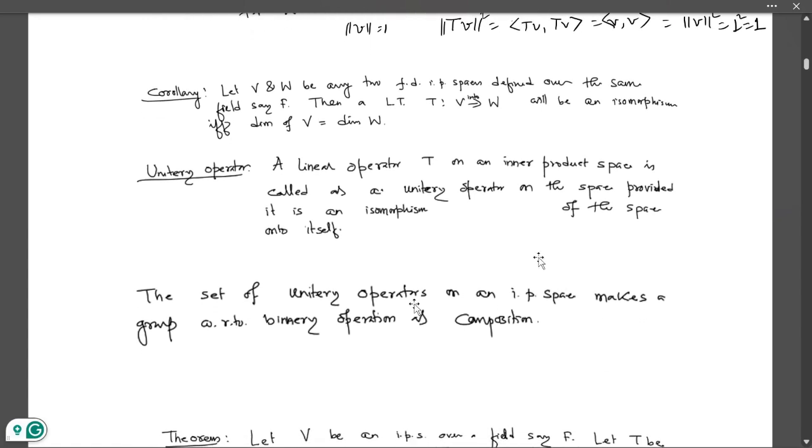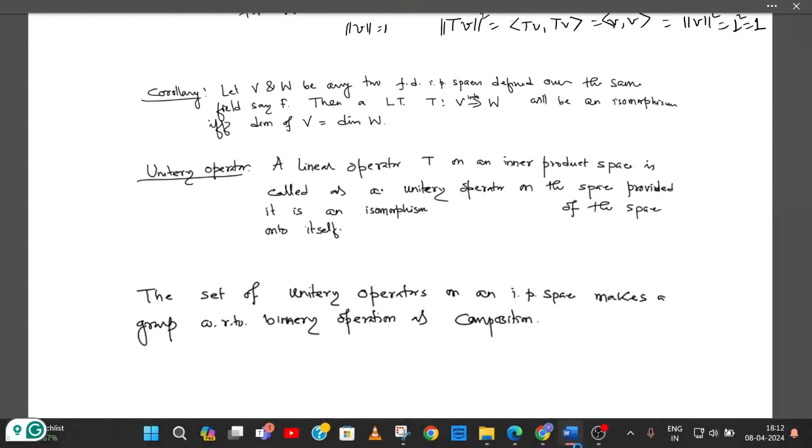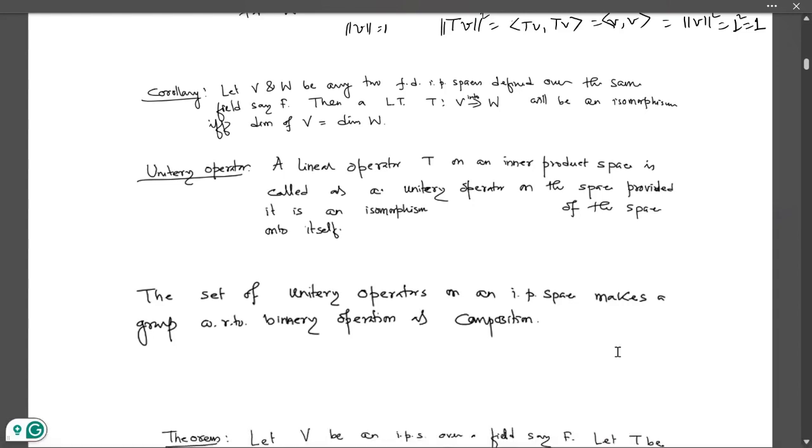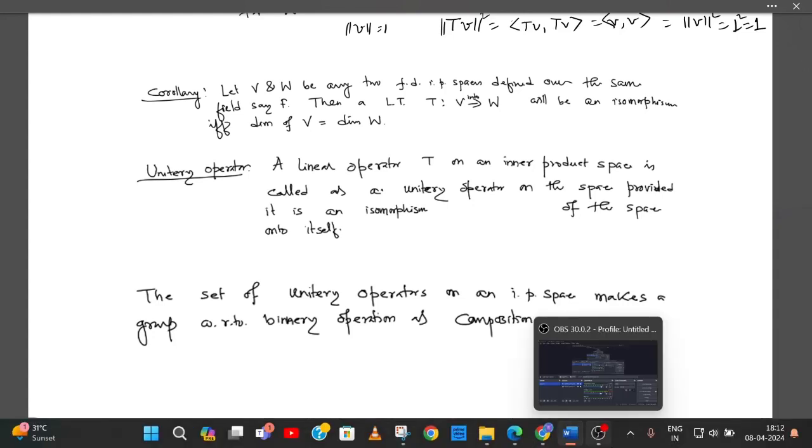We have this corollary. Let V and W be two finite dimensional inner product spaces defined over the same field F. Then a linear transformation T from V into W will be an isomorphism if and only if their dimensions are the same.